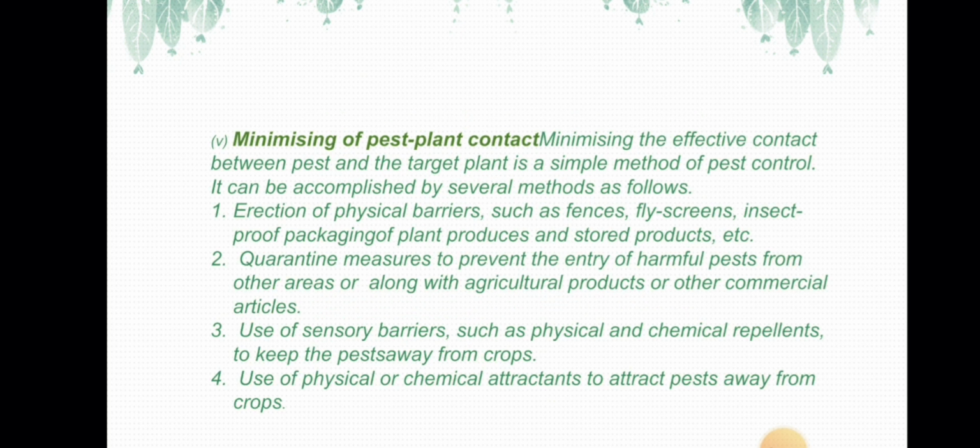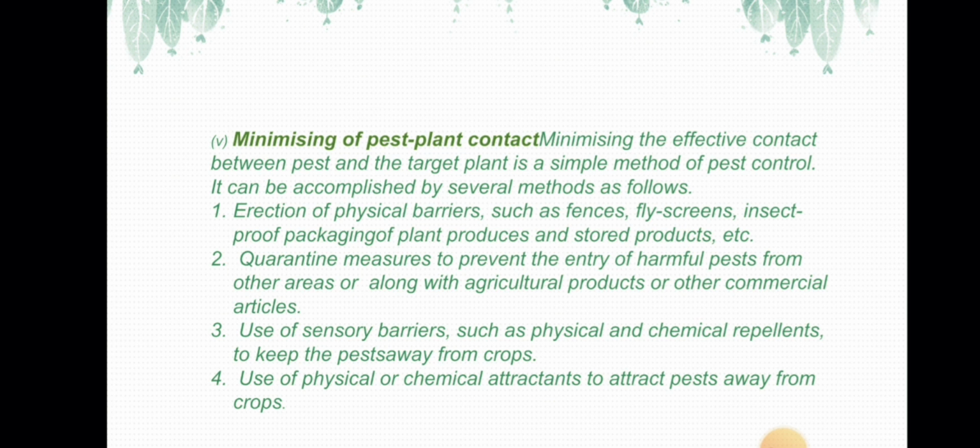So to minimize the pest-plant contact, what we can do is erection of physical barriers. Through this method we are only trying to minimize the contact between the pest and the plant. By minimizing this we can eradicate them. The contact between the pest and the target plant should be minimized for controlling the pest attack.